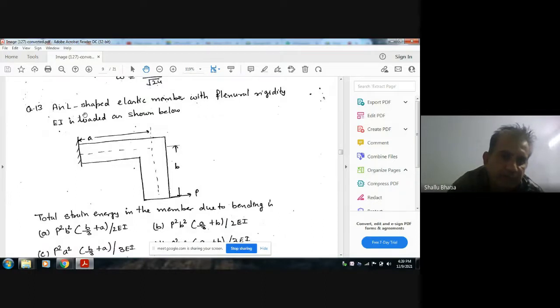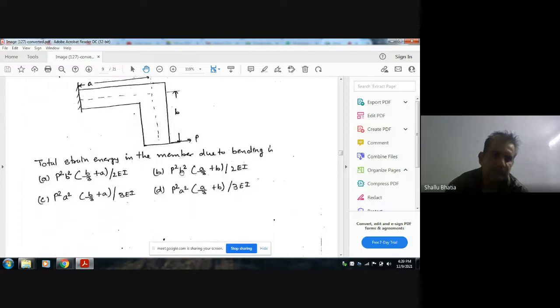Next, an L-shaped elastic member with flexural rigidity EI is loaded as shown below. This is an L-shaped member A and B, and load P is applied. Find the total energy in the member due to bending. These are the options: A, P square B square, bracket B by 3 plus A divided by 2 EI. B, P square B square, A by 3 plus B divided by 2 EI. C, P square A square divided by bracket B by 3 plus A divided by 3 EI. D, P square A square, A by 3 plus B divided by 3 EI.